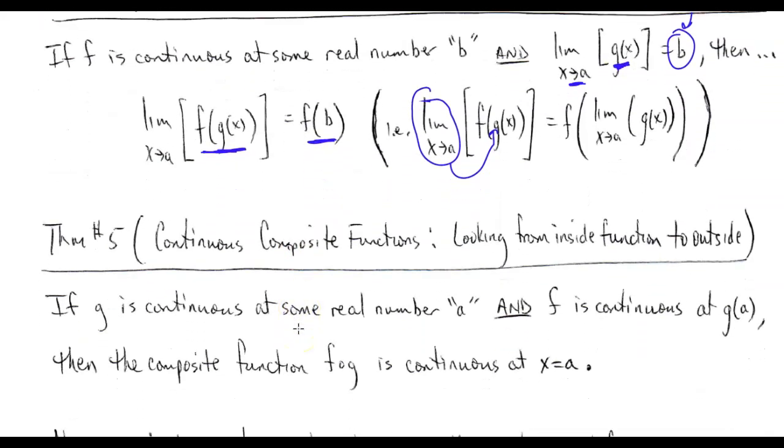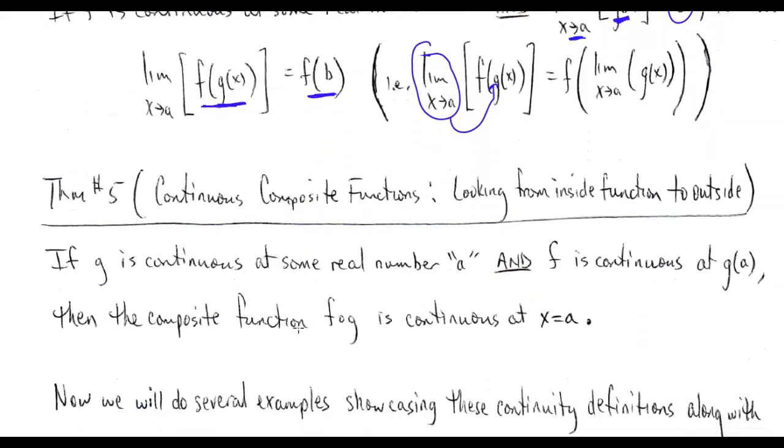Now, theorem number 5 is kind of saying the same thing, but in reverse, okay? It's saying that if g is continuous at some real number a, and f is continuous at g of a, then we know that the composite function f of g of x is going to be continuous at x equals a.